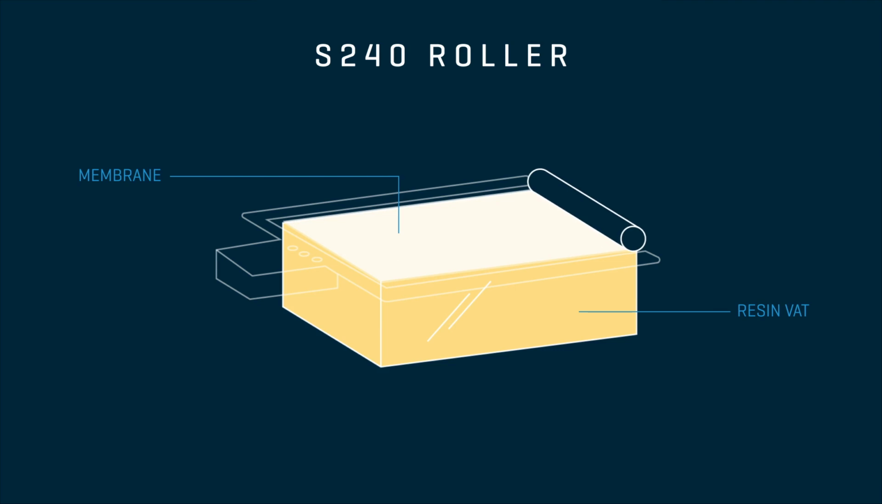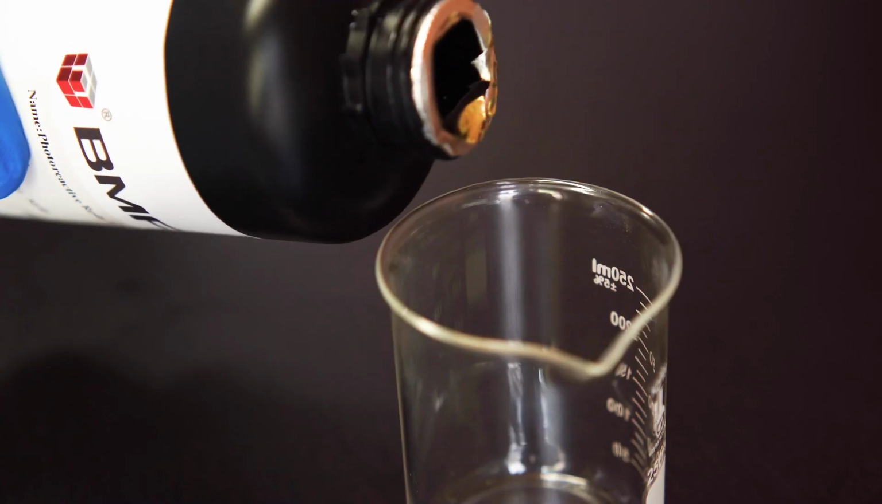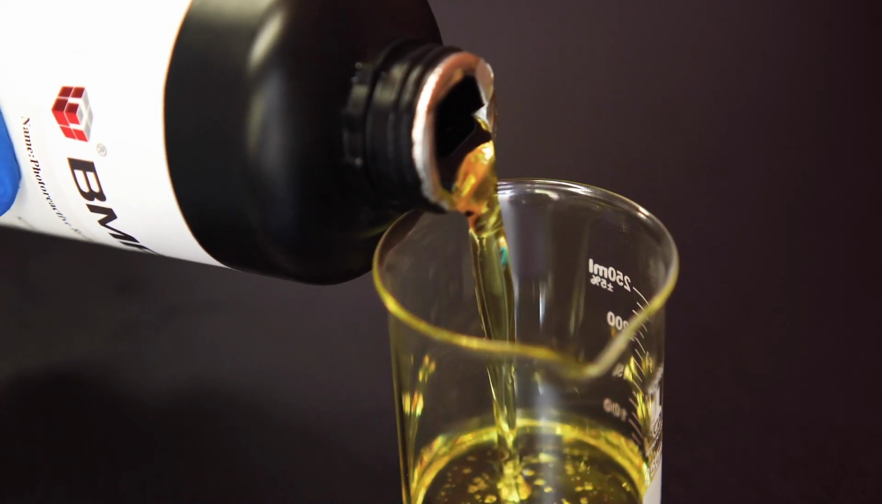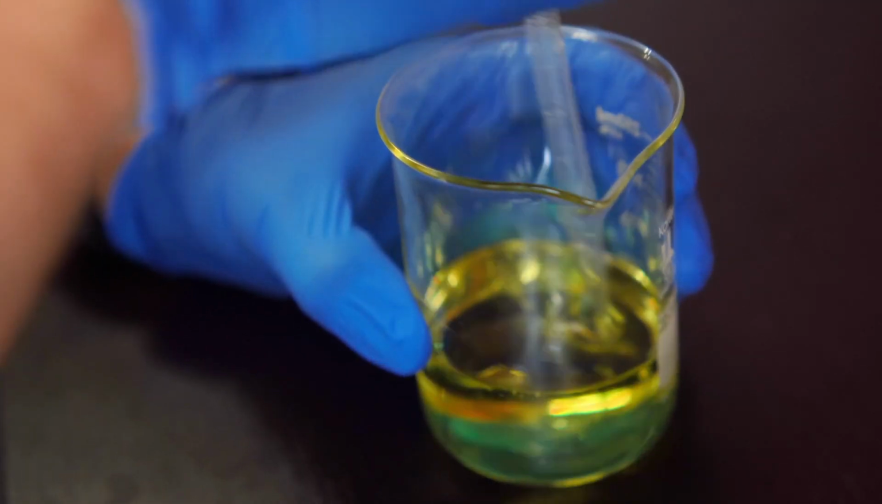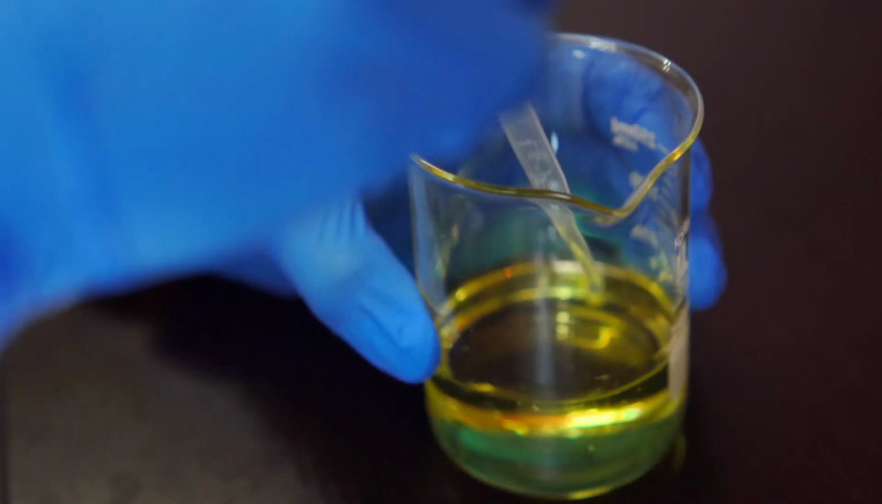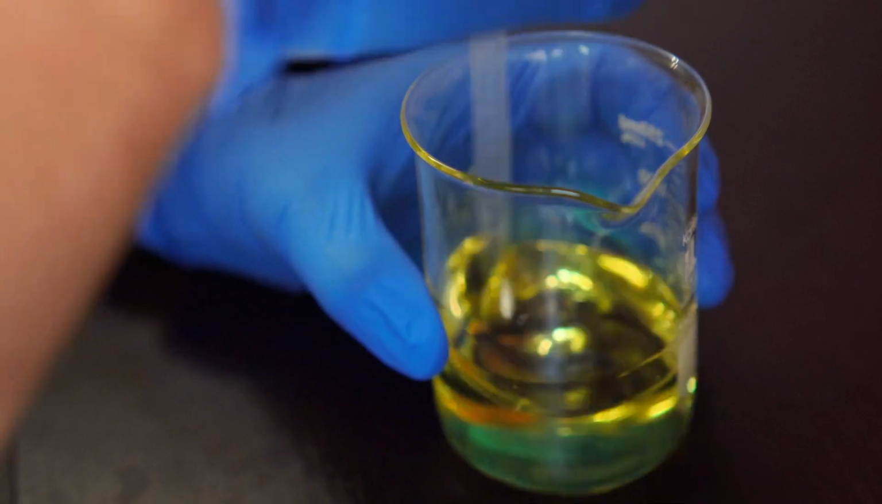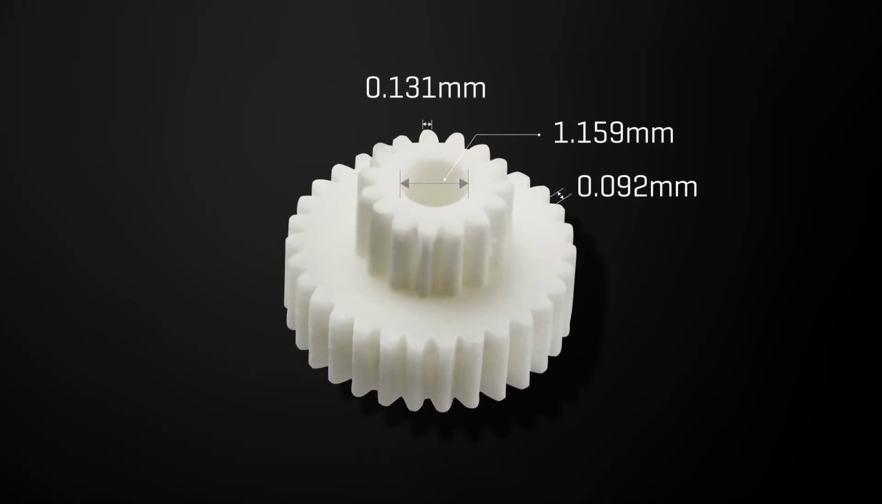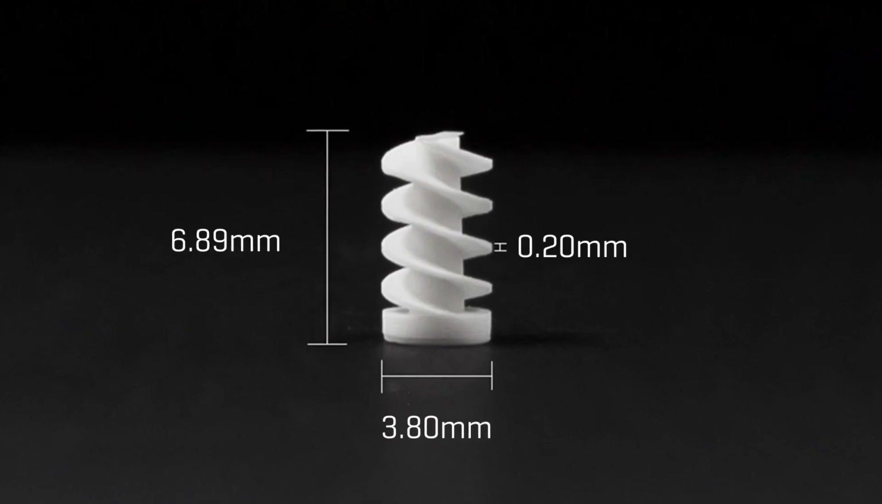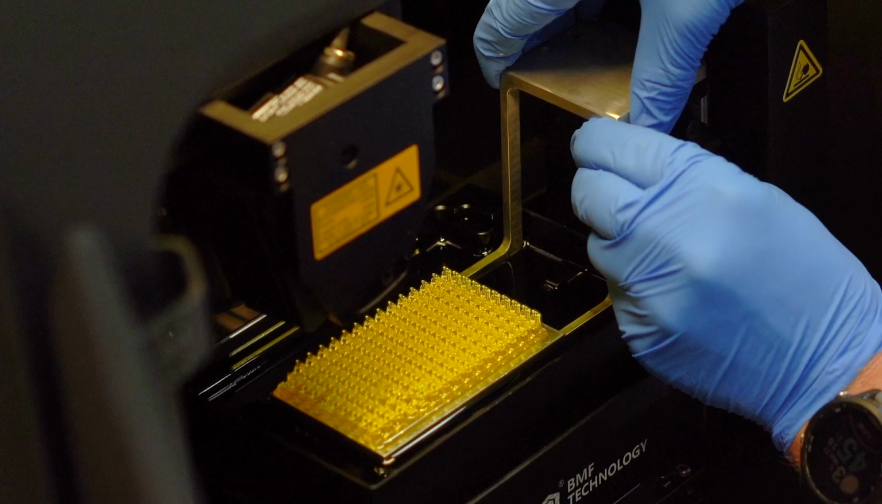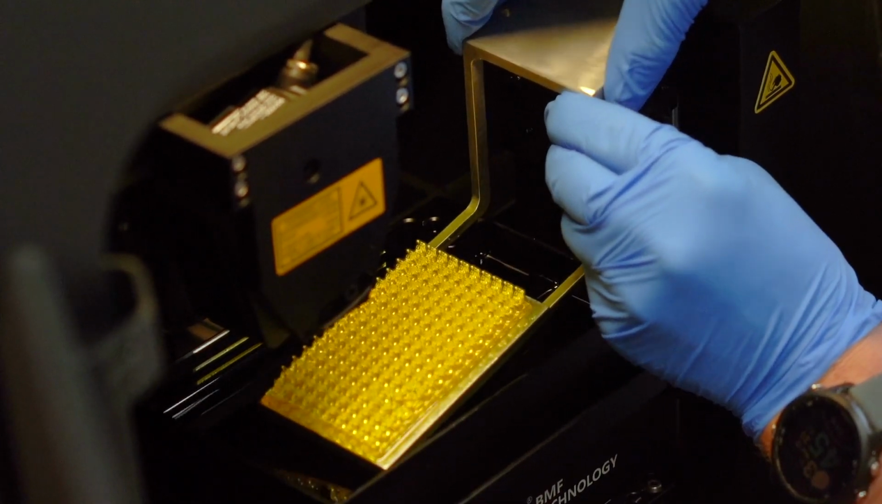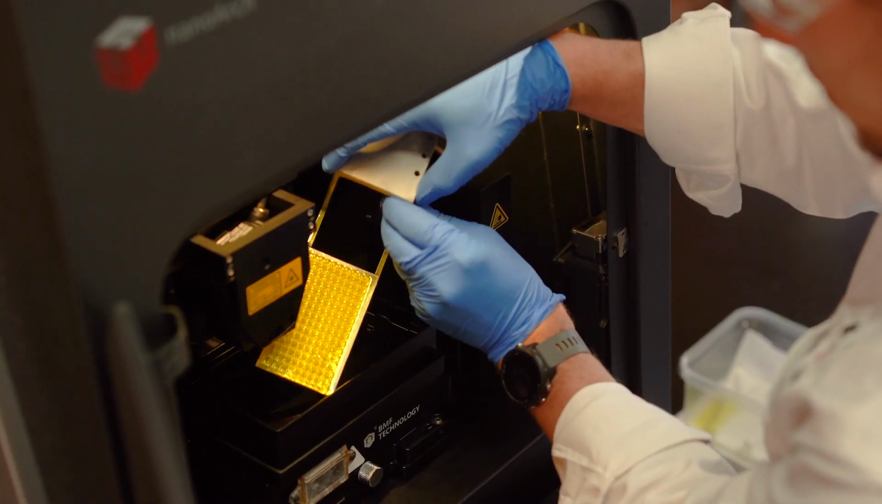The addition of an advanced roller over the top of the membrane helps to spread layers at greater speeds, resulting in a build speed 10 times faster than current platforms. And the open material system is able to handle higher viscosity materials, resulting in the production of stronger and more functional parts. With the ability to print industrial-grade composite polymers and ceramics, the versatility of the S240 makes it the ideal solution for industrial end-use applications.